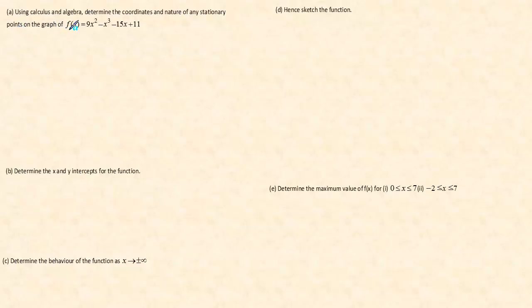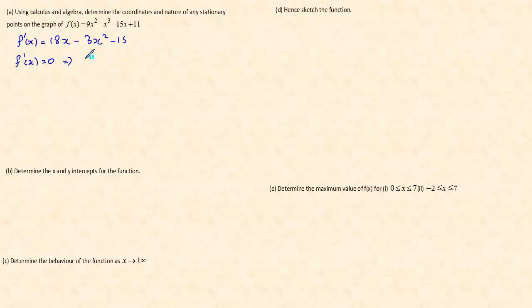Using calculus and algebra, determine the coordinates and nature of any stationary points on the graph. f(x) is 9x squared minus x cubed minus 15x plus 11. So we're going to need f dashed x, and that's going to give me 18x minus 3x squared take away 15. Now for stationary points we want f dashed x is equal to 0.